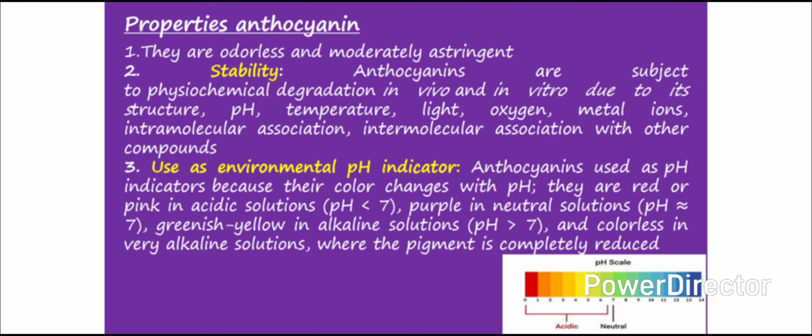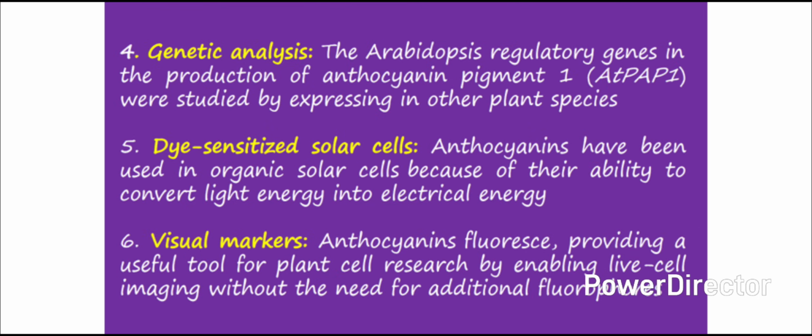The third one is use as an environmental pH indicator. Anthocyanins are used as pH indicators because their color changes with pH. They are red or pink in acidic solution, purple in neutral solutions, greenish yellow in alkaline solutions, and colorless in very alkaline solutions where the pigment has completely disappeared.